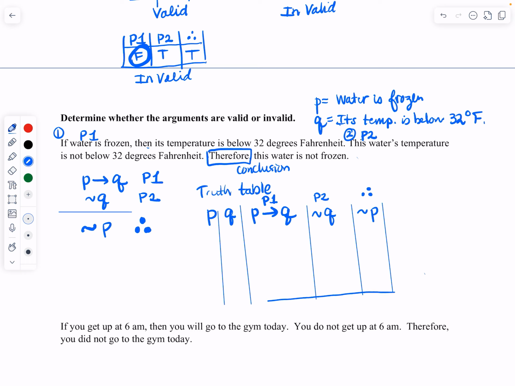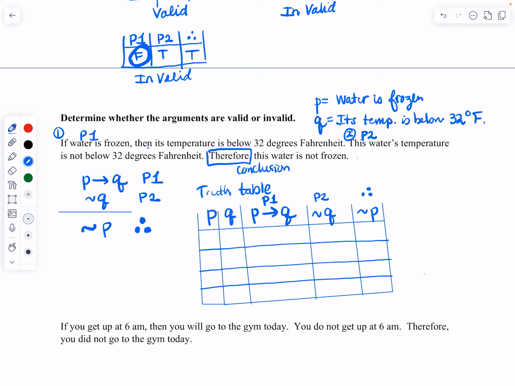All right, guys. Again, 4 rows. And I know this because I have 2 letters, P and Q. Okay, so 1 row, 2 rows, 3 rows, and 4 rows. All right, so P is true, true, false, false. And Q is true, false, true, false.